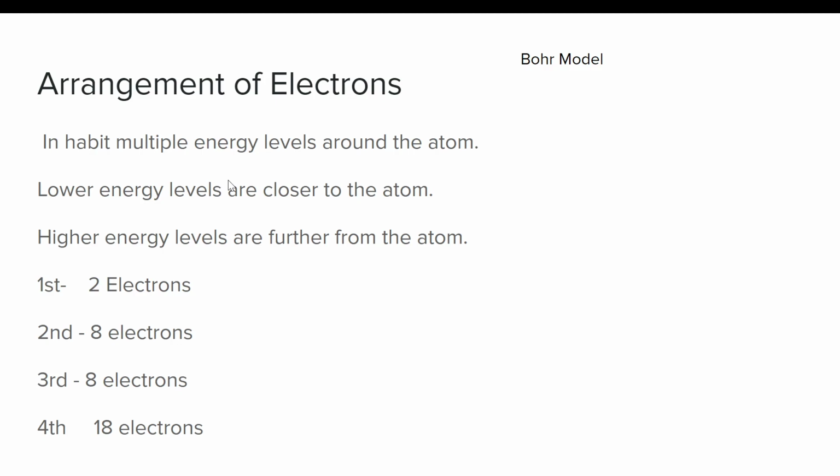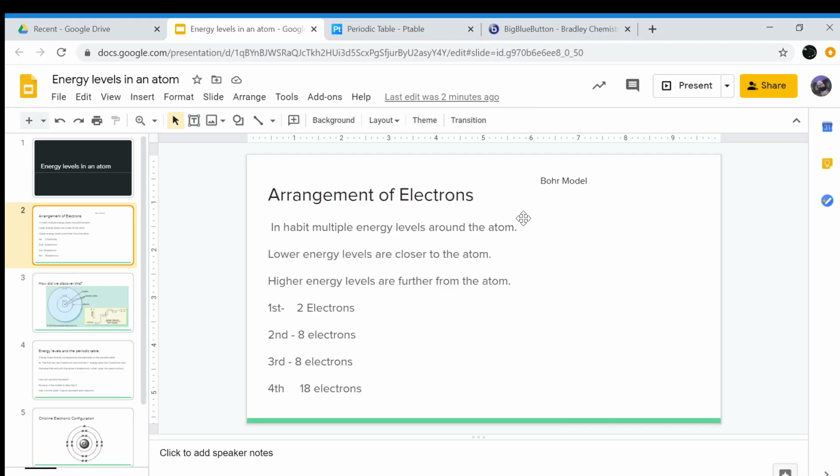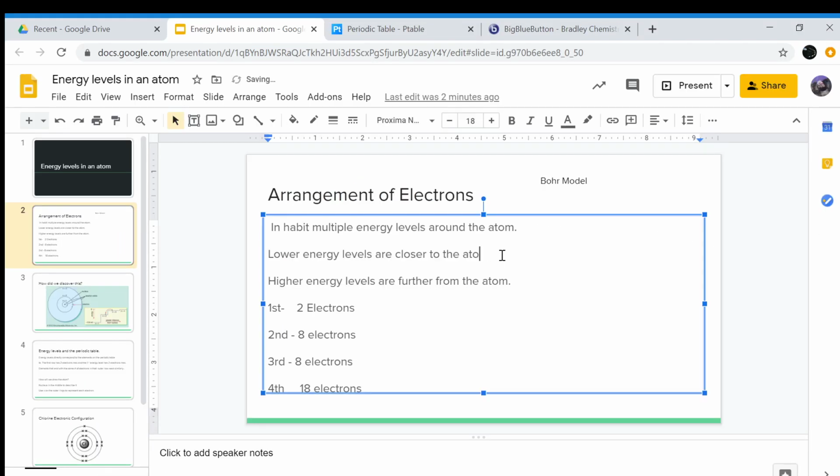Okay? Now, I know that we went over many different models of the atom, but the most useful model for us to think about this, at least at this level of chemistry, is the Bohr model. And in the Bohr model, we have a couple of assumptions that we're going to make. And that's that the electrons can inhabit multiple energy levels around an atom. Lower energy levels are closer to the nucleus of the atom. Actually, I should correct that here. That's my mistake.